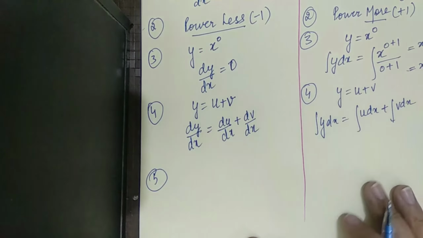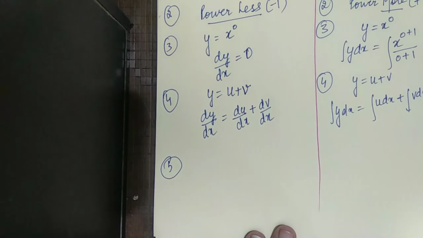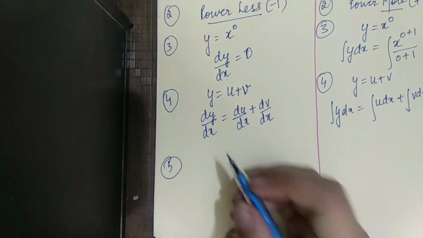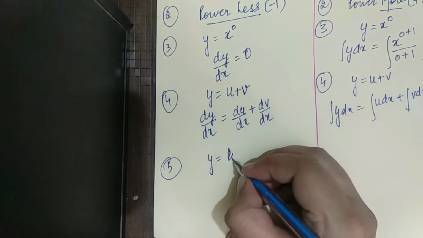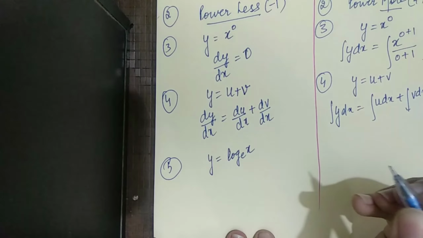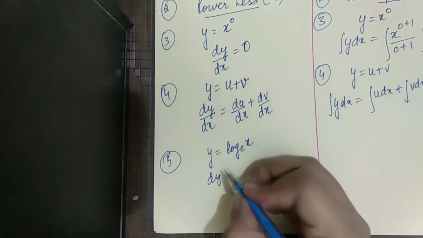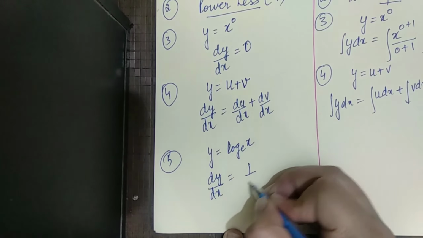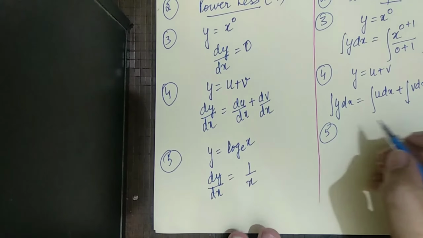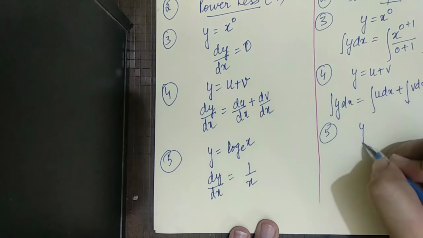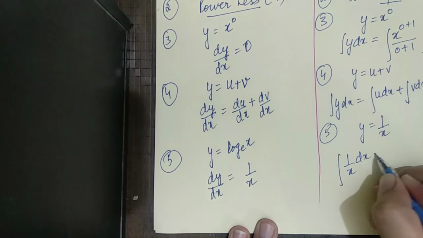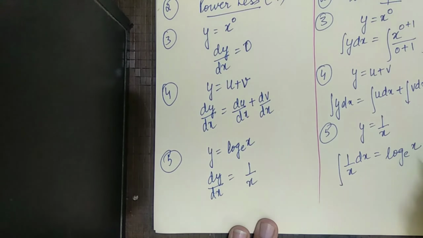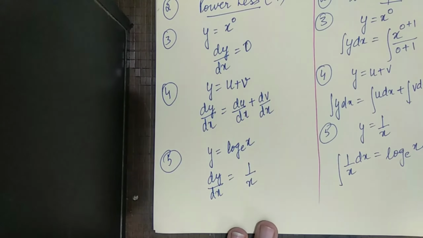And the next one is, we have the formula y is equal to log of x, where dy by dx was 1 by x. So simply reverse here. If 1 by x is given, then the integral of 1 by x dx is equal to log e x. And you know the meaning of log e, it is the natural logarithm. I hope this is clear to you.